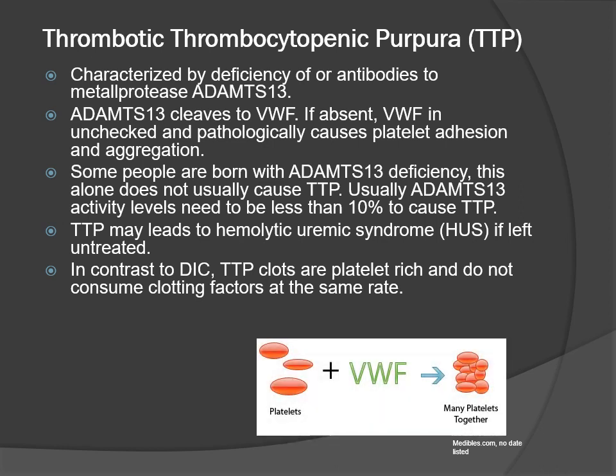So the next one we're going to talk about is thrombotic thrombocytopenic purpura, TTP. This one is more rare. This one is the least common of all three, but the most deadly. TTP is characterized by a deficiency or antibodies to the ADAMTS13 protein.